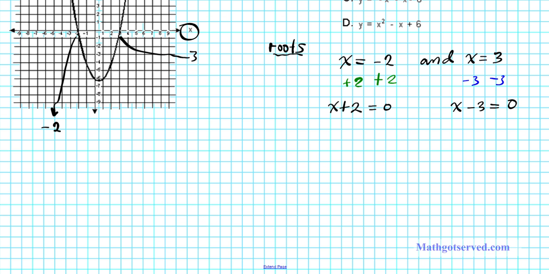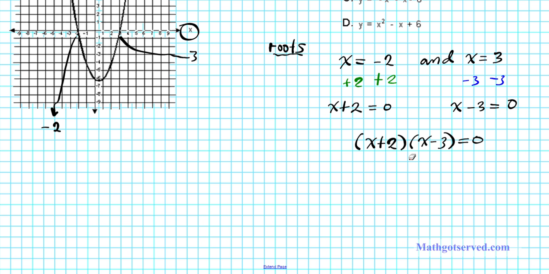All right, so what we're doing in essence is we're working backwards using the reverse of the zero product property. So if this quantity is 0, and this quantity is 0, that follows that their product must also be 0.